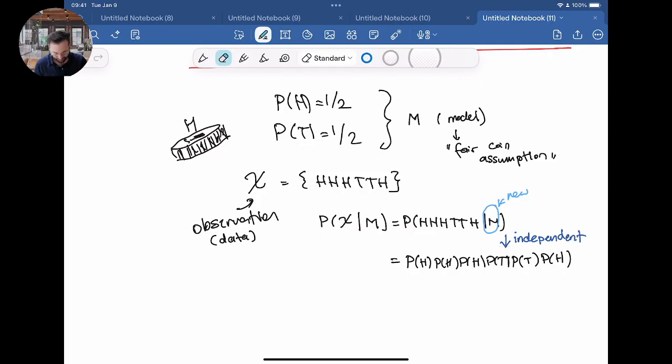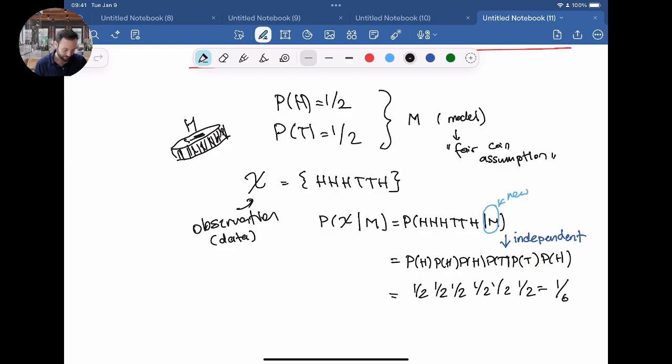Since I know I'm dealing with a fair coin, this is 1/2, this is also 1/2, everything is 1/2. So this is 1, 2, 3, 4, 5, 6, so 1/64, right? So I know the probability of observing what I have observed is obtained like that. Now I can introduce the terminology. This thing is called likelihood.